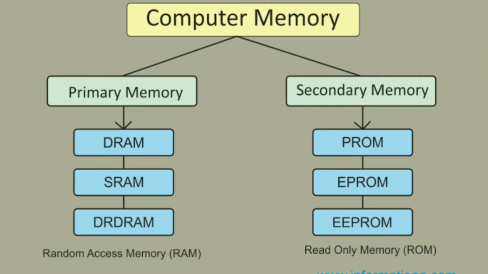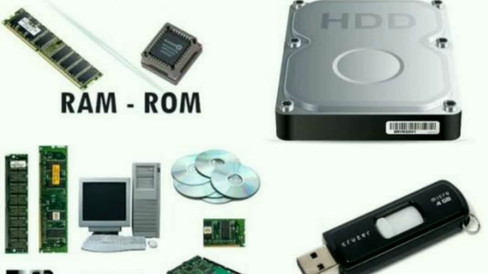So primary memory is nothing but what is already inbuilt in the computer, like RAM and ROM, and secondary memory is nothing but when we use an external device for storing any of the data, in the form of a pen drive or CDs or floppy disk. Then you call it secondary memory.